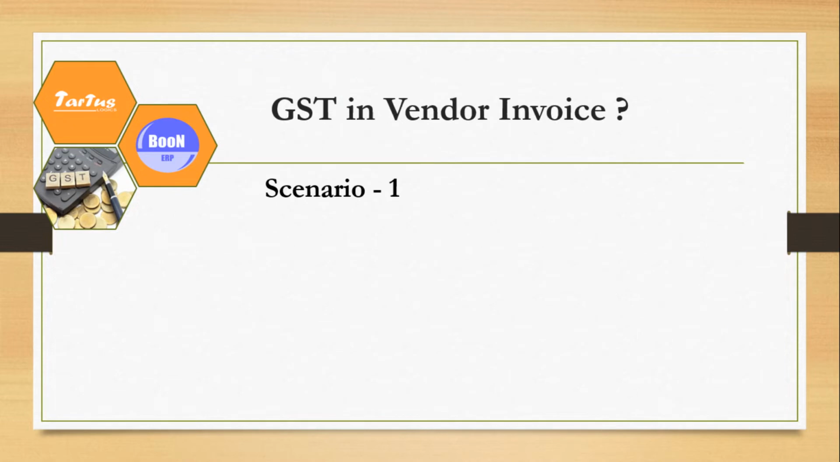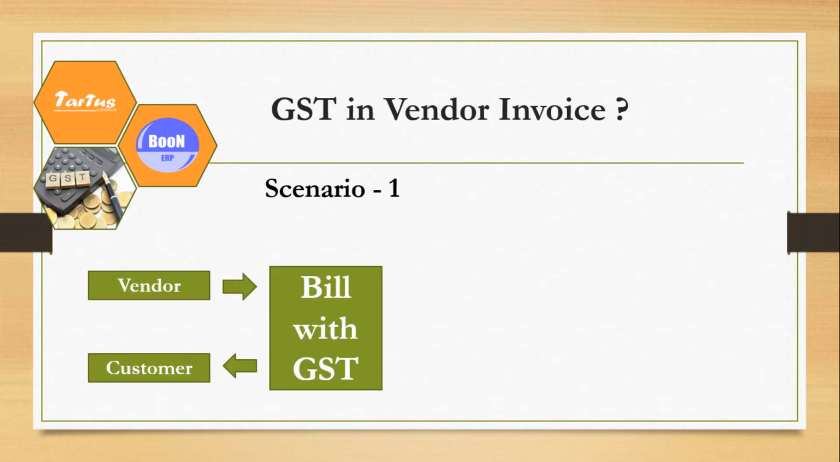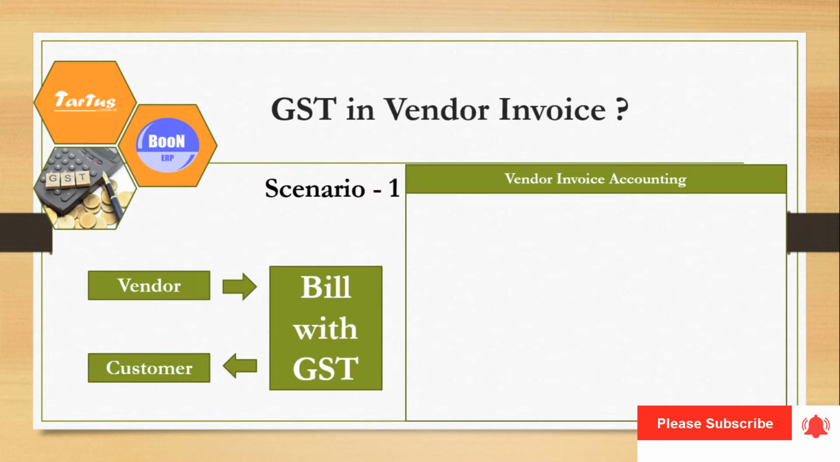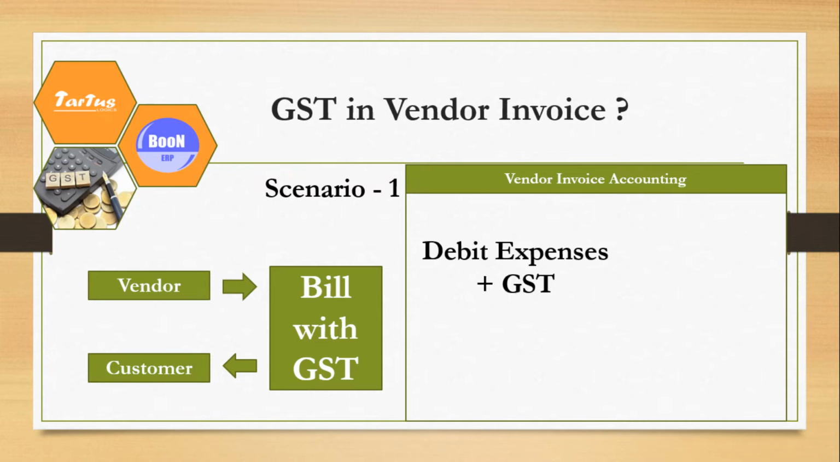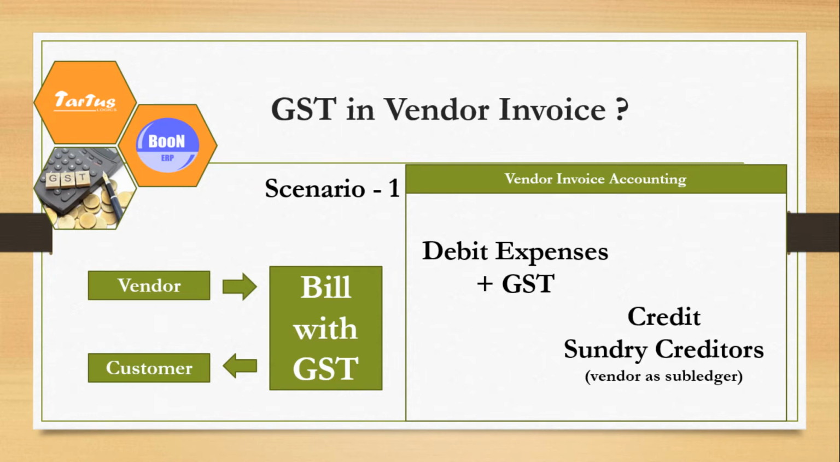Let us discuss scenario 1. In this scenario, the vendor issues bills which include GST. We consider the total purchase amount as expense. In accounting terms, we debit the expenses plus GST and credit sundry creditors with the total bill amount. In this scenario, we are not concerned about the breakup of expenses and GST. If our company is not registered with GST and we are not paying GST, or if a registered company chooses not to take any benefit from GST, this method is adopted.